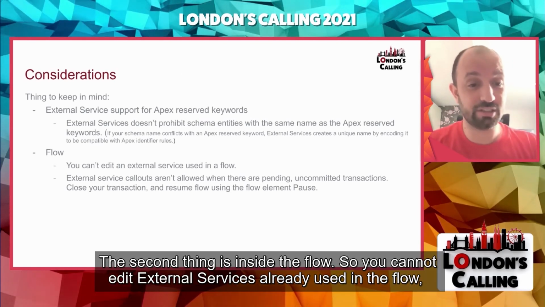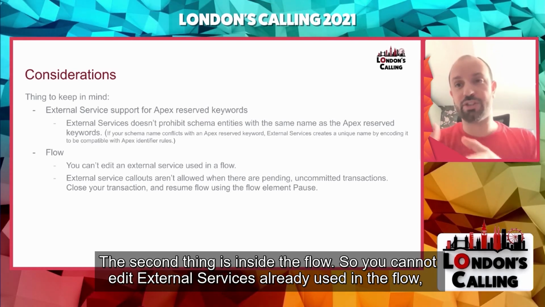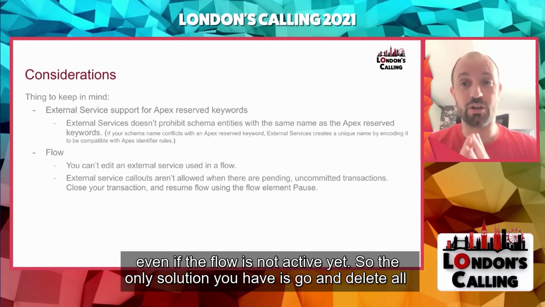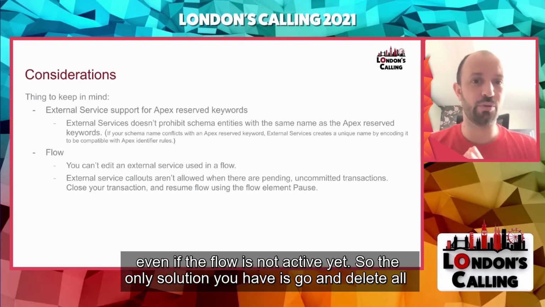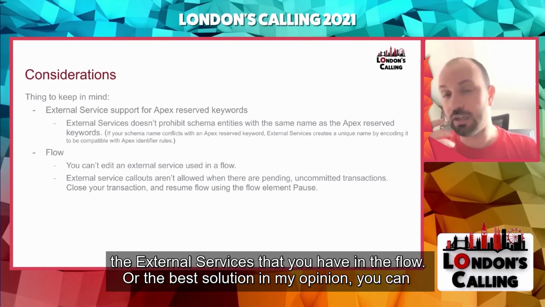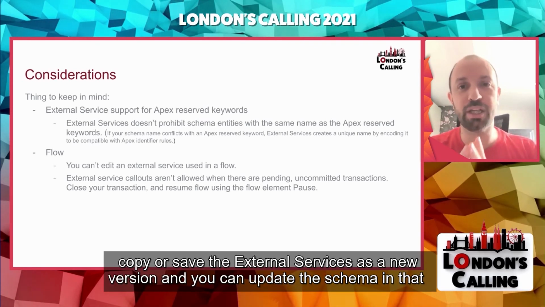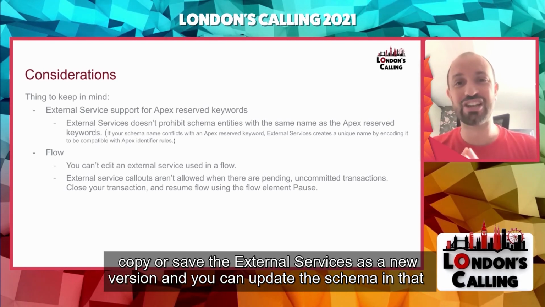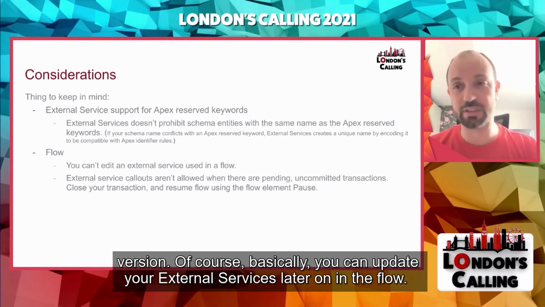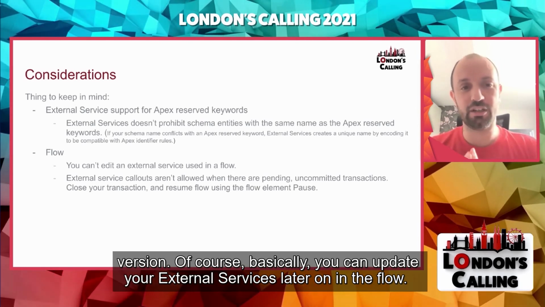The second thing is inside the flow. You cannot edit external services already used in the flow, even if the flow is not active yet. The only solution you have is to go and delete all the external services that you have in the flow. Or the best solution, in my opinion, is to copy or save the external services as a new version, and you can update the schema in that version. And of course, you can update your external services later on in the flow.